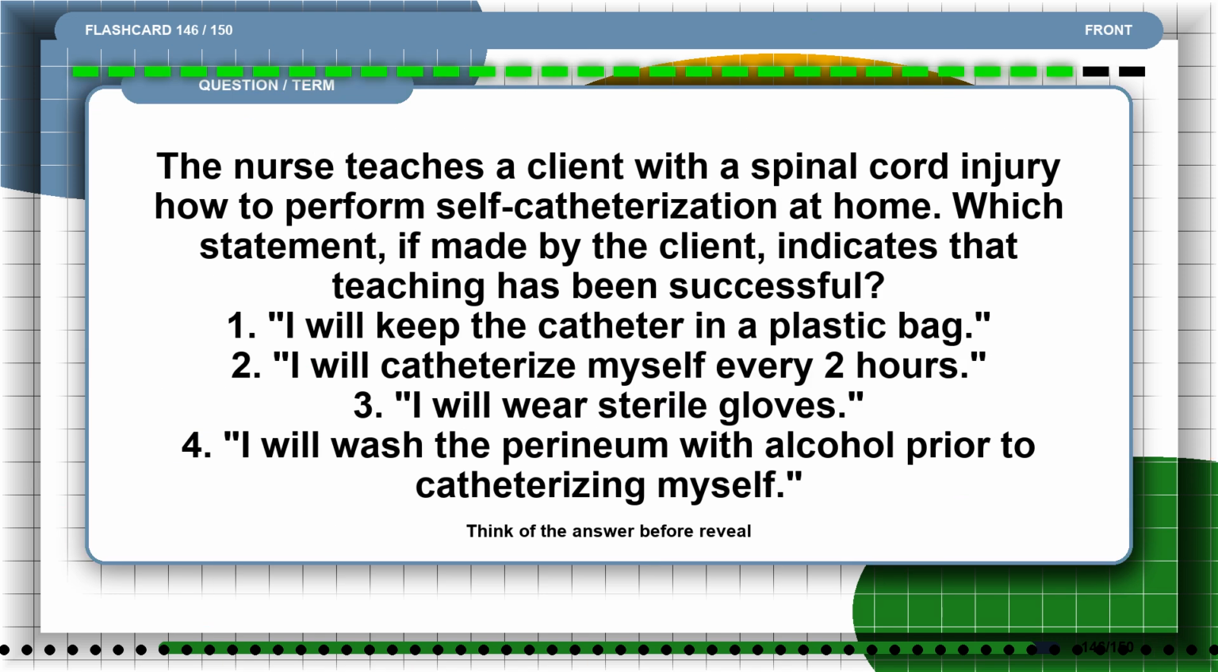Flashcard 146. The nurse teaches a client with a spinal cord injury how to perform self-catheterization at home. Which statement, if made by the client, indicates that teaching has been successful? 1. I will keep the catheter in a plastic bag. 2. I will catheterize myself every 2 hours. 3. I will wear sterile gloves. 4. I will wash the perineum with alcohol prior to catheterizing myself. Think of the answer before the reveal.